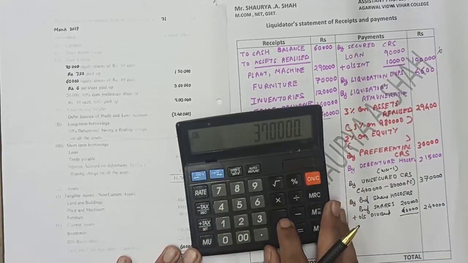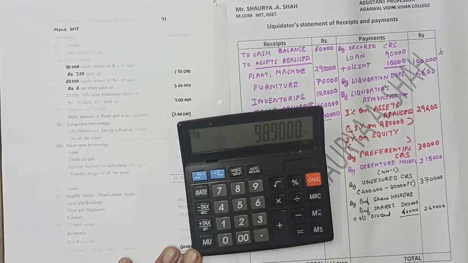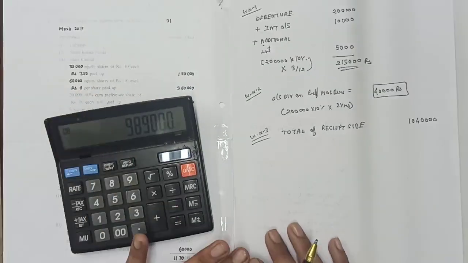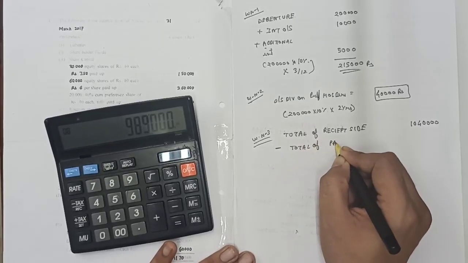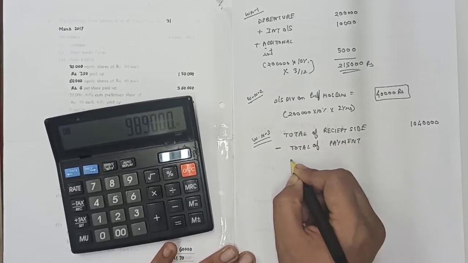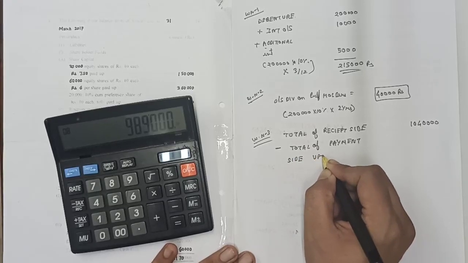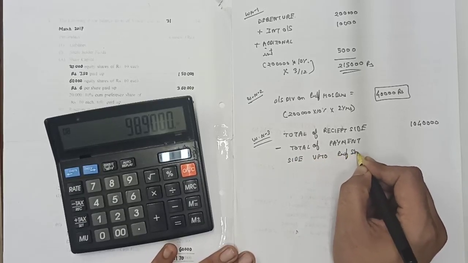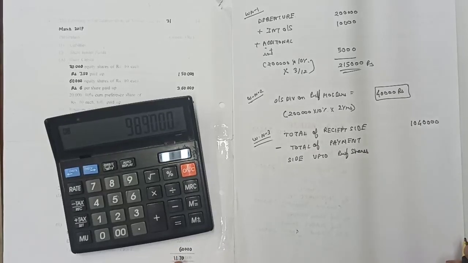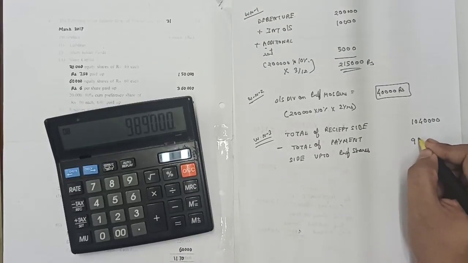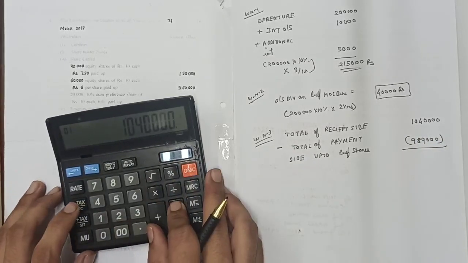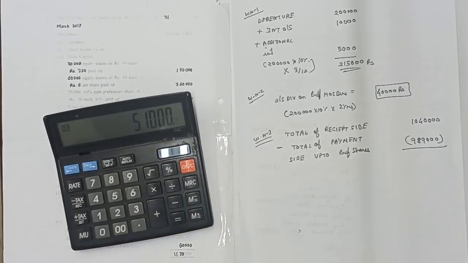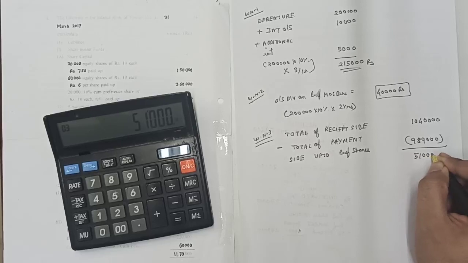2,15,000 plus 3,70,000 plus 2,40,000, right? So what you are getting is the total of 9,89,000 students, right? So write down total of payment side up to preference shares. So total of payment side up to preference shares comes to 9,89,000. This we will deduct, right? So 10,40,000 minus 9,89,000 gives me the surplus of 51,000 rupees.